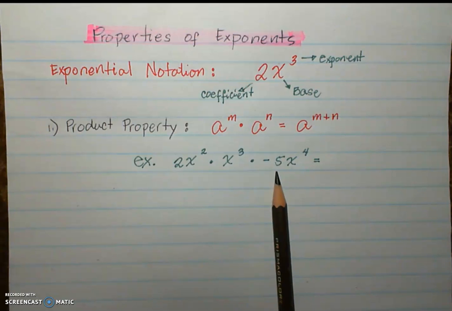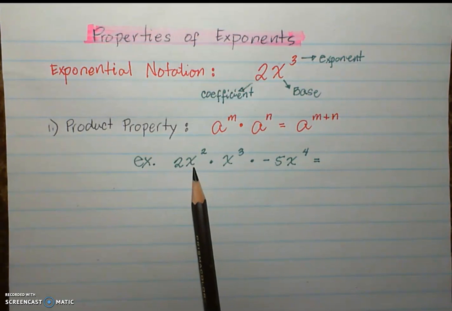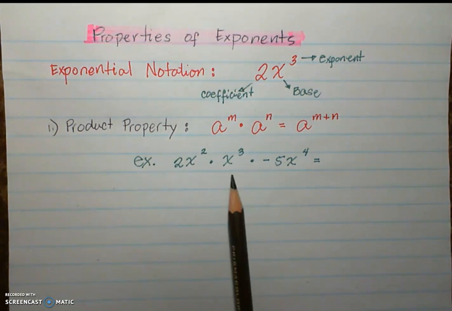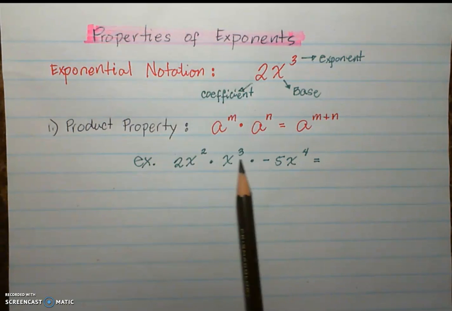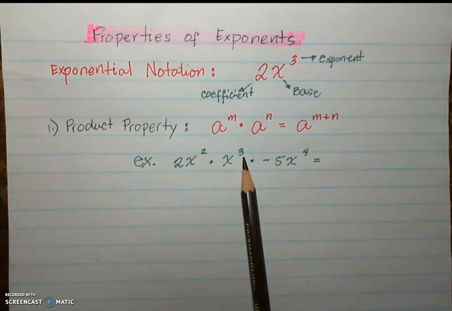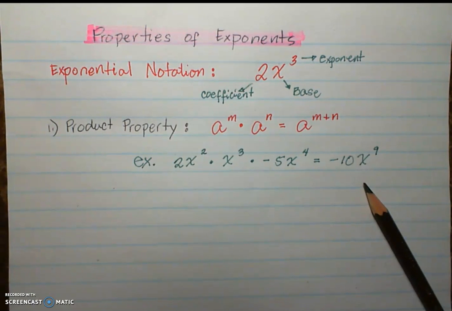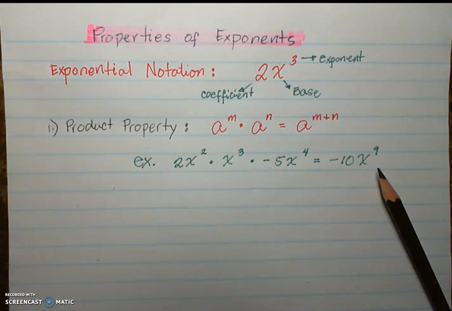And then you're going to go to your x's. In this case, since the bases are the same, which the x's are the same, you're going to copy the x's, and then you're going to add the exponents. So that's going to be 2 plus 3 is 5 plus 4 is 9. Your answer therefore is negative 10x to the ninth.